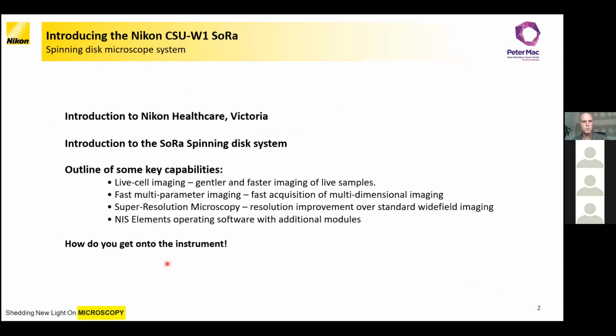So without further ado, I will see if I can move to the next slide. Okay, so what I'm going to do, I'm going to introduce myself and Dennis. Then I'm going to introduce the SoRa spinning disk system that we have operational at the Peter Mac. And then I'm going to use some examples of real samples to outline some of the key capabilities of the system. And then finally, and probably most importantly from your perspective, is have a discussion about how you can get onto the instrument to test some of your samples and to test some of your ideas out for yourselves.